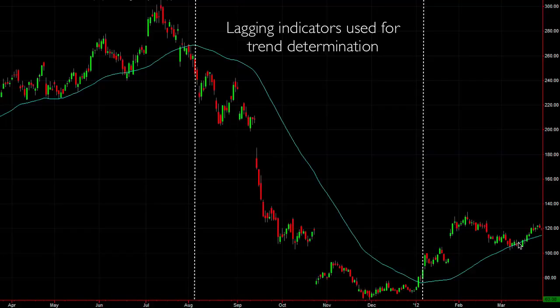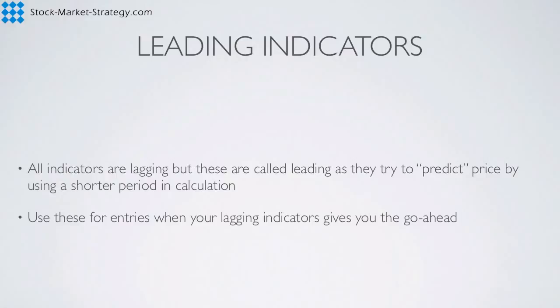Let's now look at the leading indicator. Leading indicators are lagging too, but they're called leading because they try to predict price by using a shorter period in the calculation. You have to remember that every indicator is lagging because they are not price action itself. They're derived from price action.